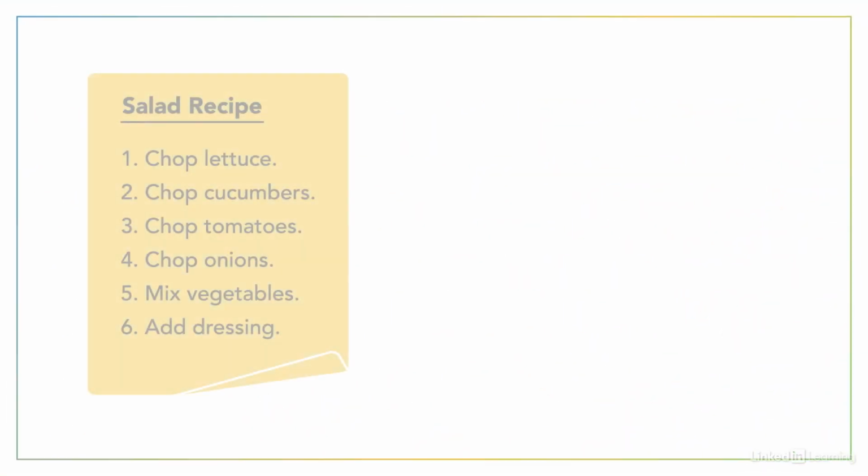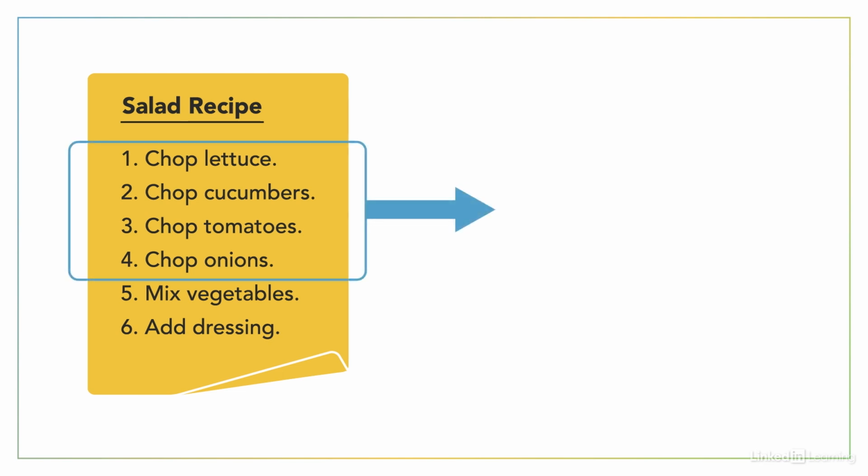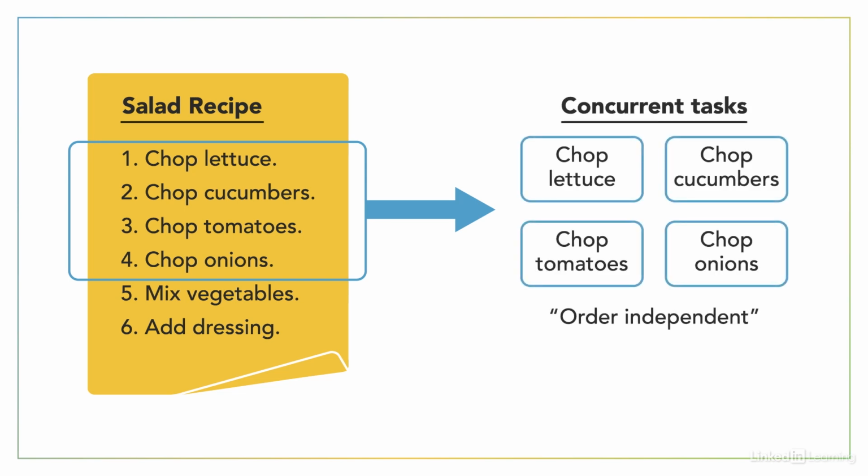Consider this recipe to make a salad, which includes several steps that involve slicing and chopping vegetables. We can decompose those steps into a collection of concurrent tasks because the relative order in which we do them doesn't matter. They're order independent. To keep things simple, let's just focus on 2 of those tasks for now. I'll chop onions. And I'll slice cucumbers.